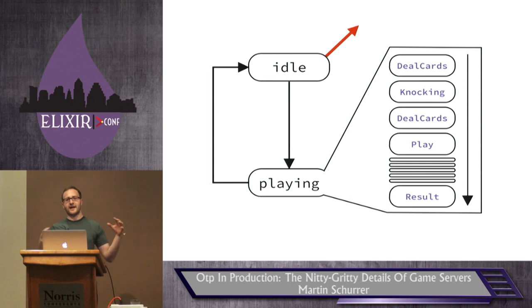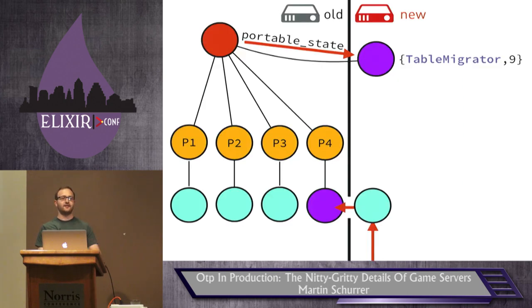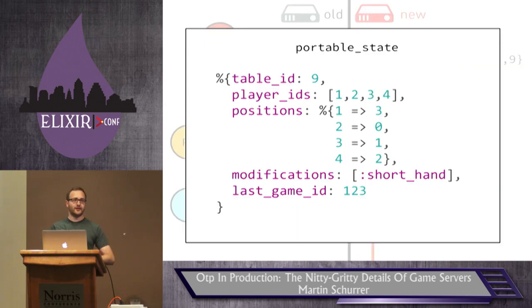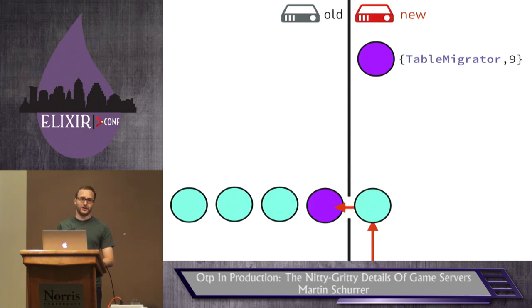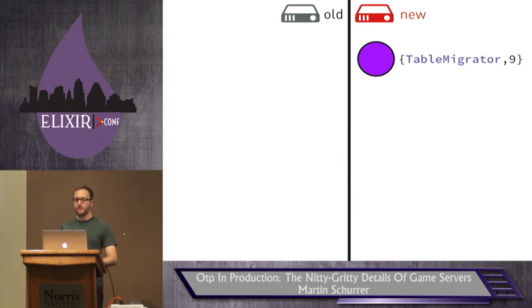Instead, it gathers the minimum amount of state it needs to be recreated somewhere else and sends that to the table migrator. So that looks like this. It's like a map with table IDs. These are the players. These are the positions at the table. These are the house rules that are active. This was the last game ID, and so on. And then it just shuts down. And the player processes similarly see they are on an old node. They are no longer in a game. Let's just shut down too. And the connection handler processes do the same. So now there's only the table migrator left.